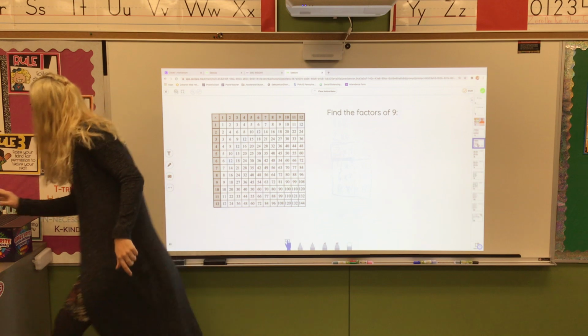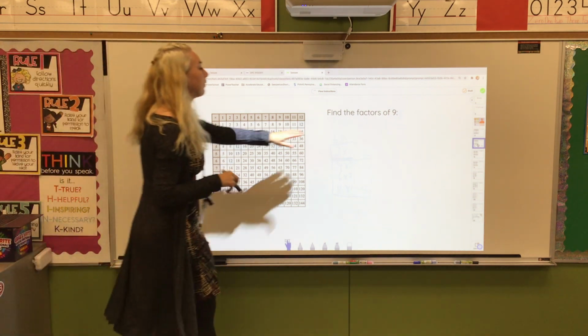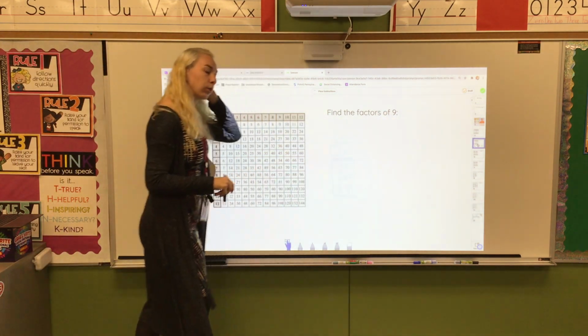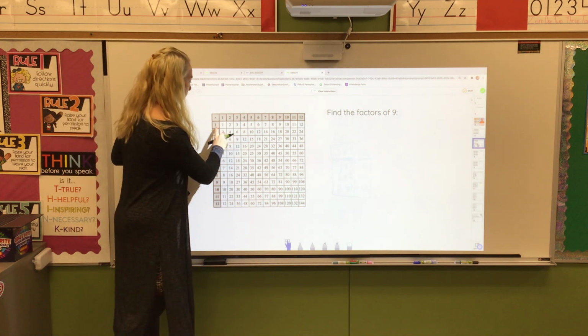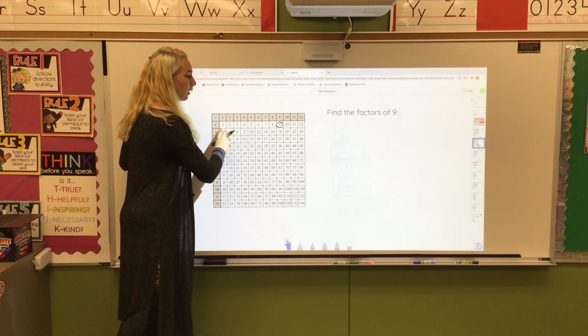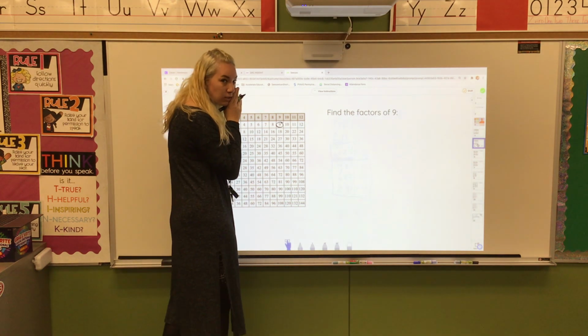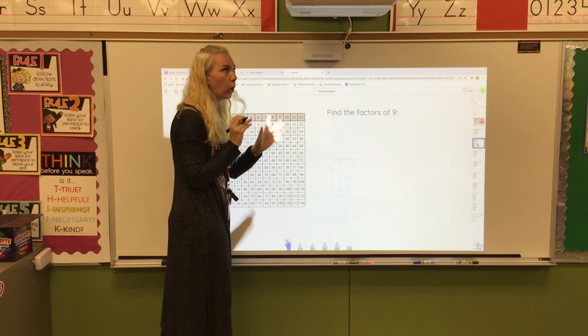Switch the screen and fresh markers. We'll just use black to be safe. Now we're going to find all the factors of 9. So we're going to go through again and we're going to find 9. Ready? Oh, there's a 9. We're always going to find a number here. Even when the numbers get too big for the multiplication chart, 1 times itself is always, always, always a factor, okay?